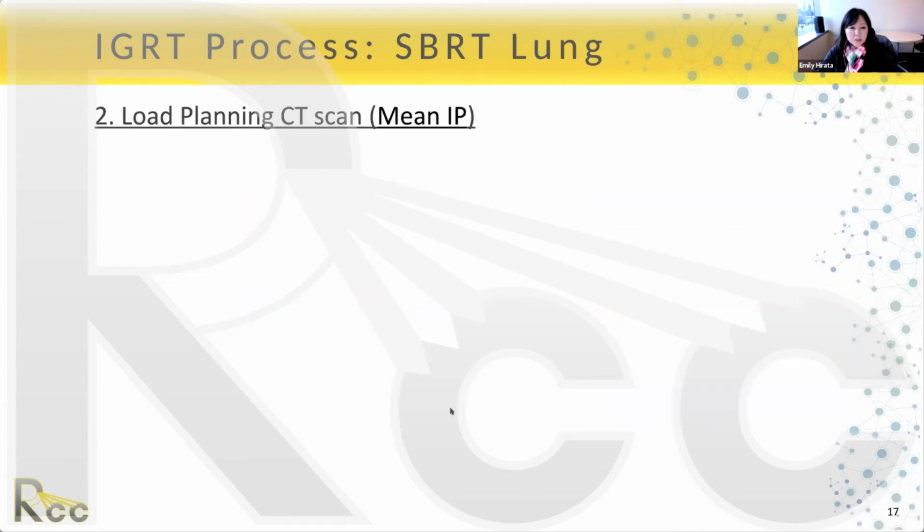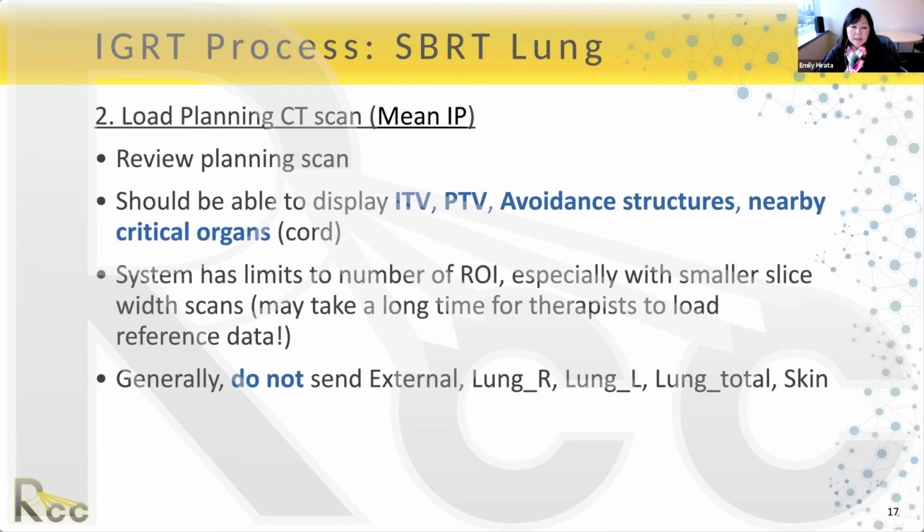For the second step, which is where we load the planning scan for our reference, in the case of SBRT lung, where we've done a 4D CT, that planning scan is the mean or the average IP image set. Very important to review it. Look through it, make sure you know where we're treating, where the tumor is. You should be able to display the ITV, your PTV, any avoidance structures.